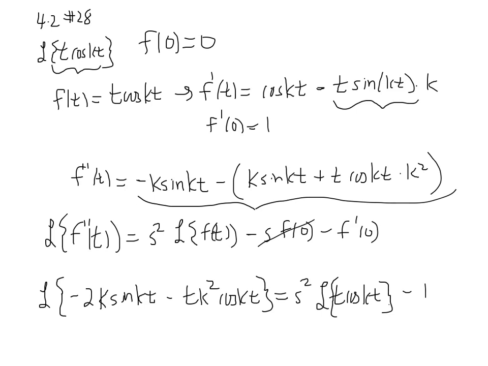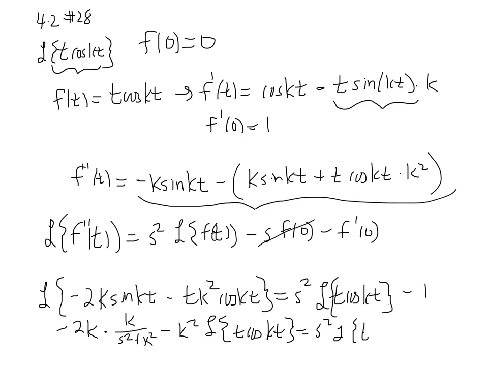You're going to use the linearity properties of the Laplace transform. So you're going to have negative 2k times the Laplace transform of sine kt, that's k over s squared plus k squared, minus k squared times the Laplace transform of t cosine kt equals s squared times the Laplace transform of t cosine kt minus 1.